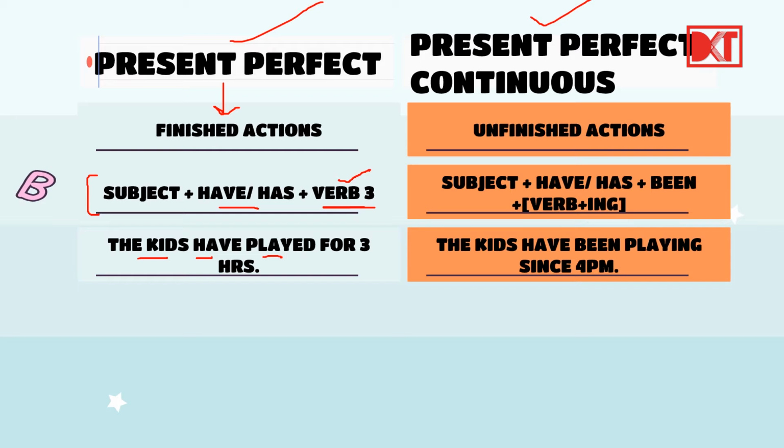Then here, present perfect continuous talks about unfinished actions, formed with subject plus have or has plus been plus verb plus ing. Now here you see the kids have, the kids is the subject, have to be used, then been, and then the verb play, the ing form, playing since 4 p.m. So it is an action which hasn't finished, which means the kids are still playing, right? So we use present perfect continuous for an action that is still continuing, that is unfinished.